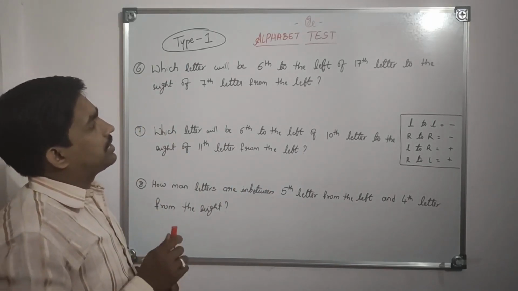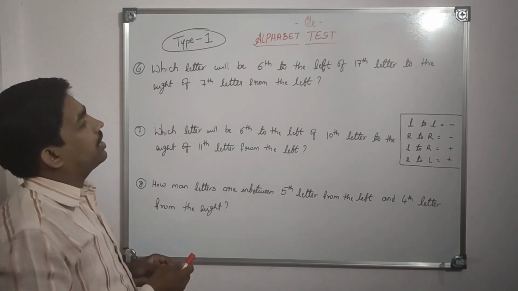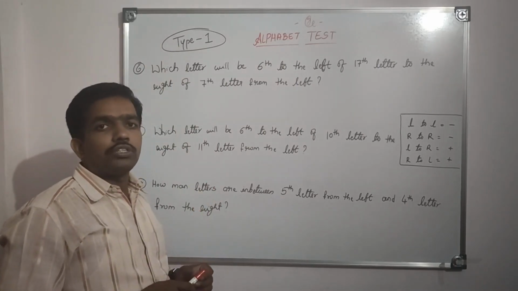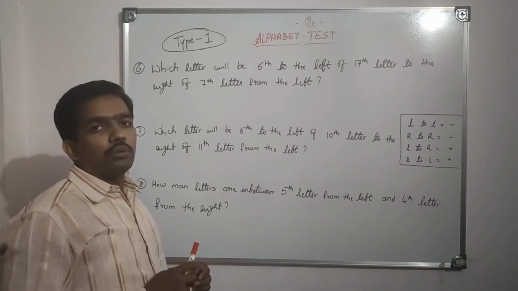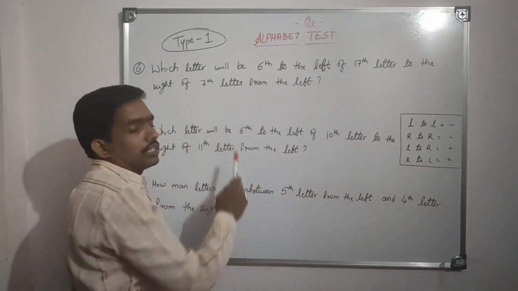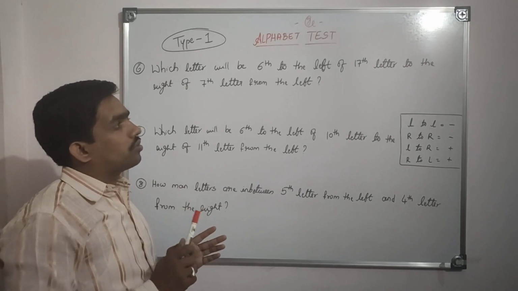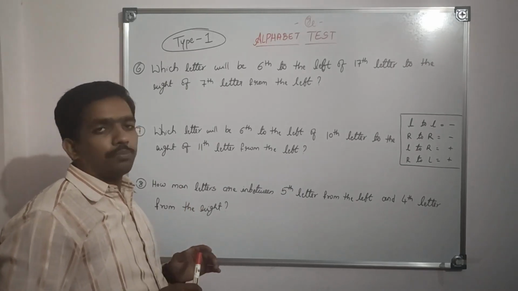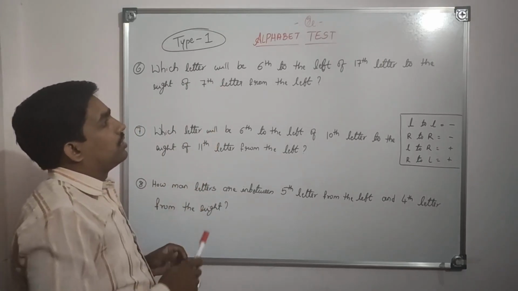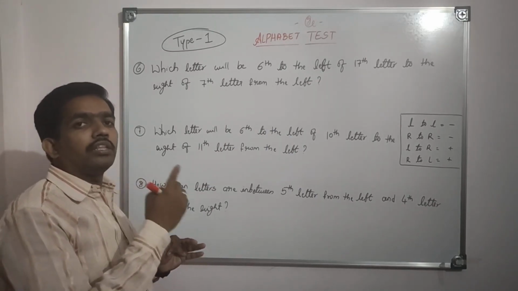Which letter will be sixth to the left of 17th letter to the right of 7th letter from the left? So in your previous 5 questions, you had only 2 numbers, but here we are getting 3 numbers, 6, 17 and 7. So how to solve this? This also we can solve easily by using the previous method. First we have to see, here there are 3 parts. So first we have to go from third part and then second and then first.